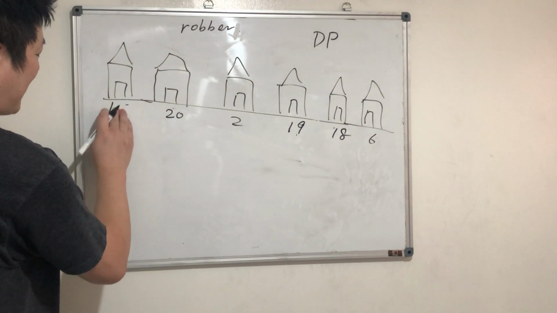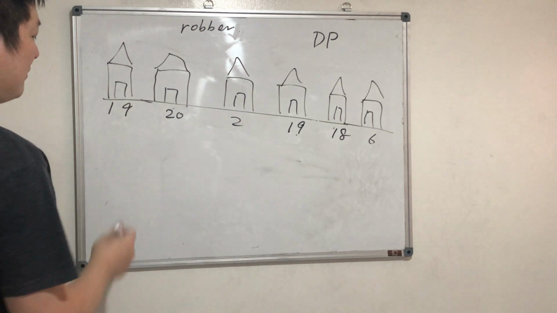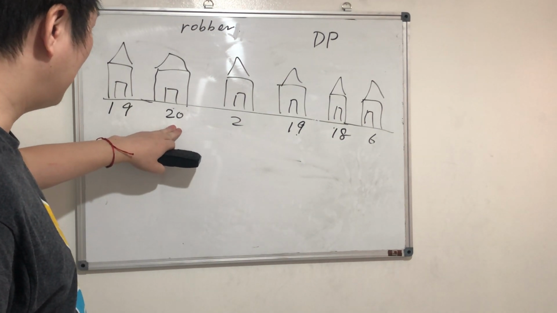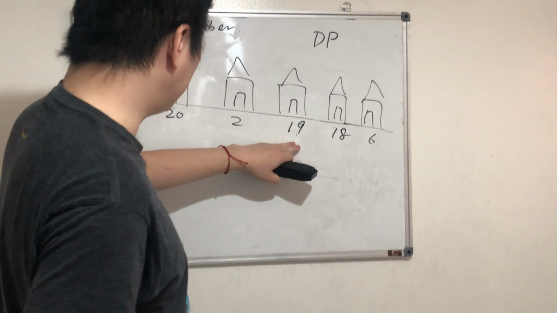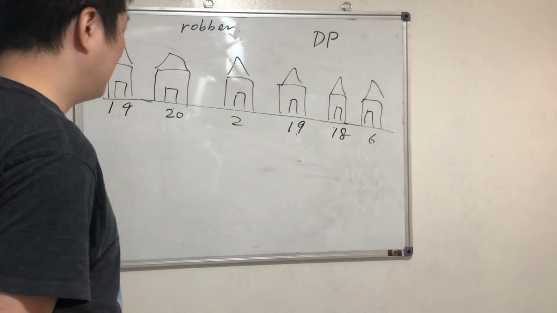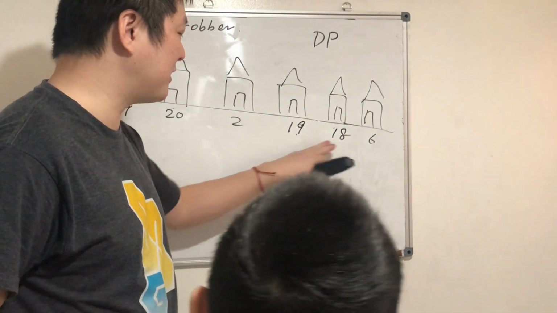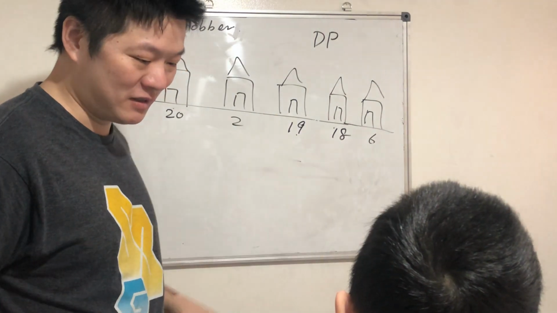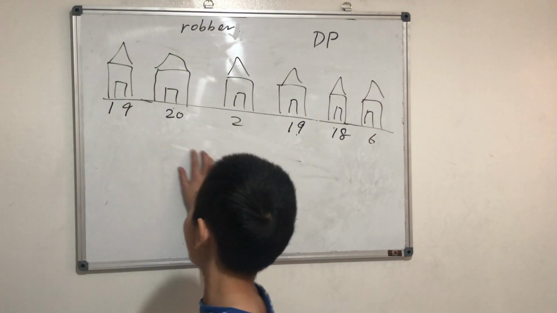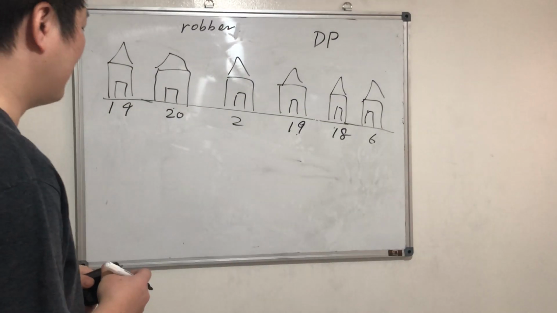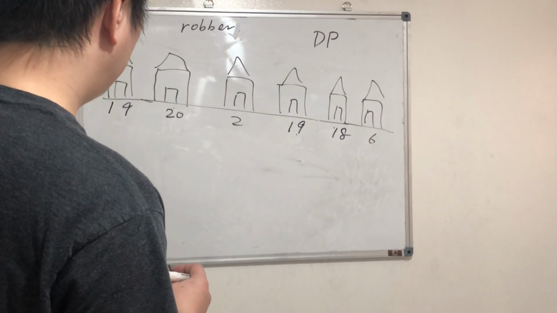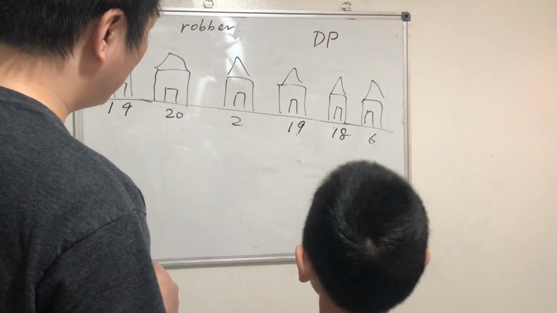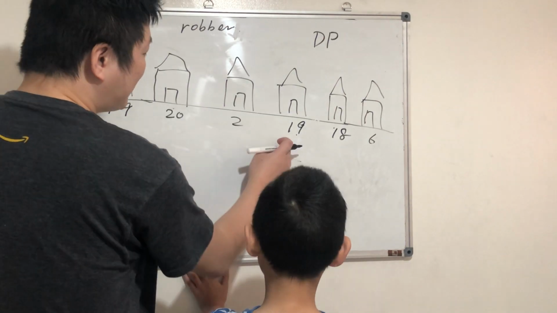How about that? It's 19 here as well. Okay? And then you pick 19. You can pick 18 as well. No, once you pick 19, you can't pick 18 because they are neighbors. Well, how about if you pick? Oh yeah, no. So it doesn't mean that you can pick 19 and 6. You can pick 19 and 6.